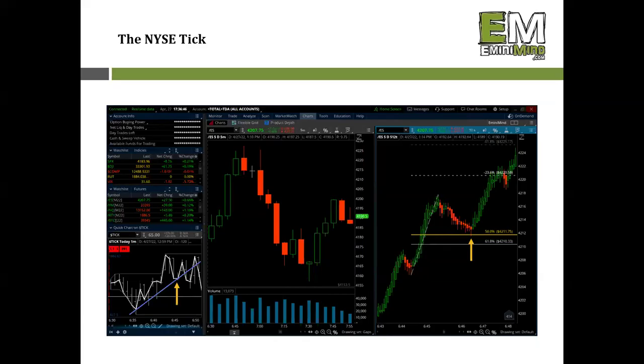But you want to be getting long in a relatively low tick and getting short in a relatively high tick. So as the market's pulling back, at that same time, I want to see the NYSE tick pulling back too. It doesn't have to be the low tick of the day, but a relatively low tick for the day. And that's a super helpful way to ensure that you're going to get, or very likely get, a strong reaction right after you enter the trade.